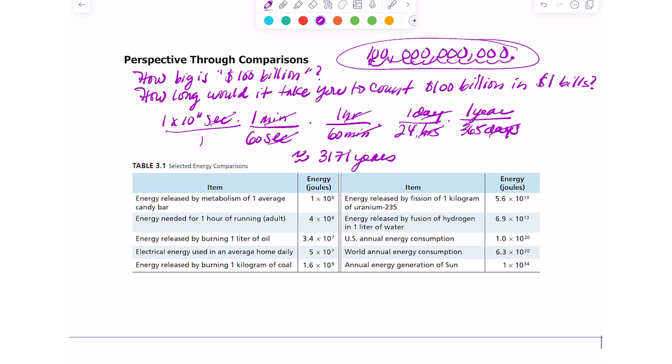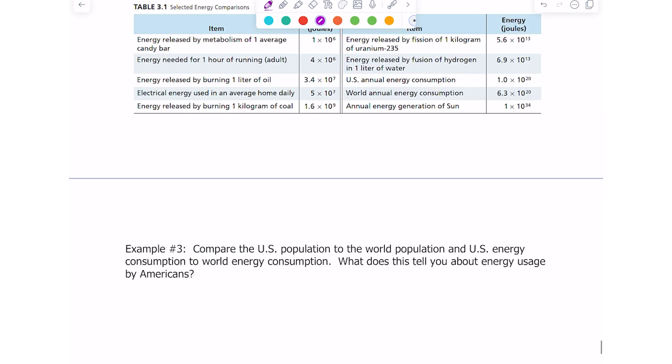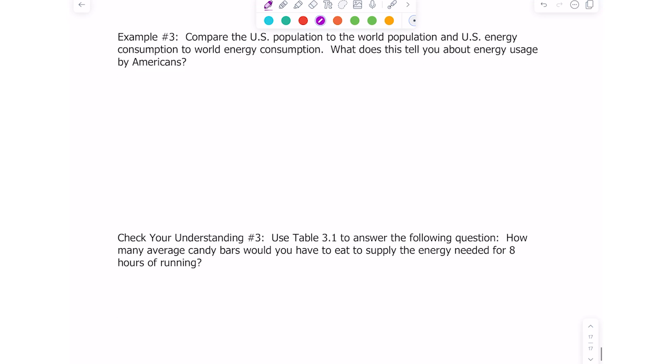Here we have a table which can help you when you're trying to determine units that are maybe not familiar to you. So you can see things like the energy produced or released by metabolism for one average candy bar, or the energy released after 1 hour of running for an adult, and so on. Those are things that maybe you're not familiar with, but with that table, you can figure it out.